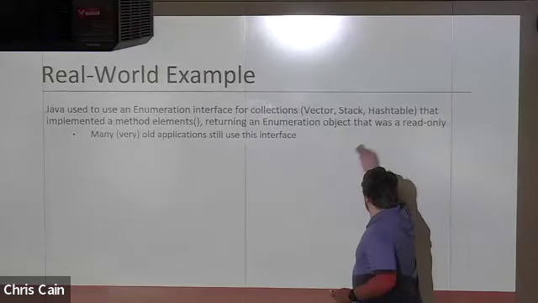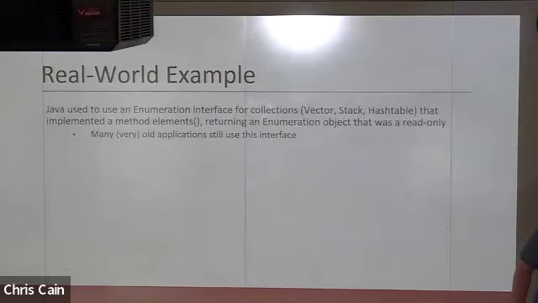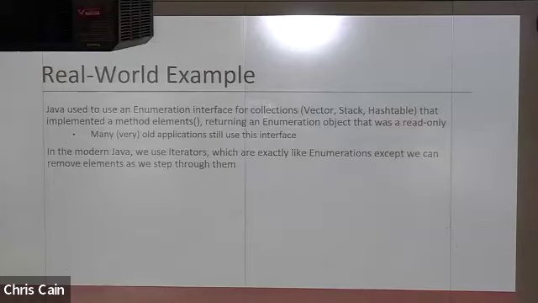So enumeration doesn't support that at all. Enumeration straight up says, I don't know how to remove things. So if you want to do that, you can't. So we use iterators. We can remove elements as we step through them. Great.